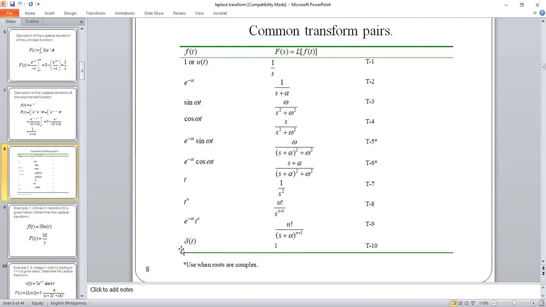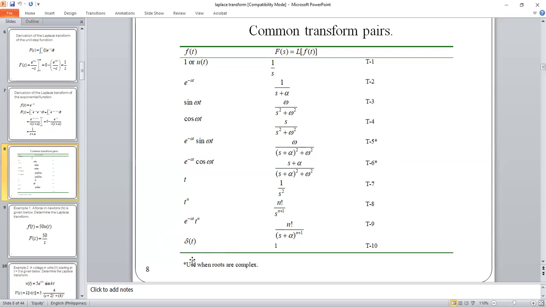So these are our 10 basic formulas for Laplace transformation. In your advanced engineering mathematics later on, there might be formulas added to this. I did not include here the hyperbolic sine and the hyperbolic cosine, but we do have those two.